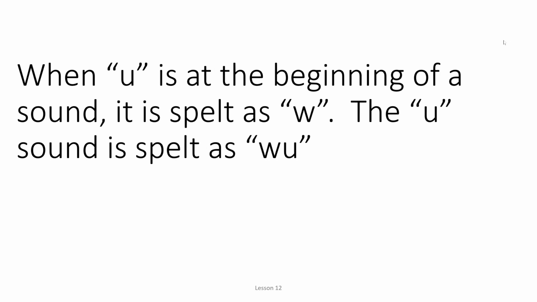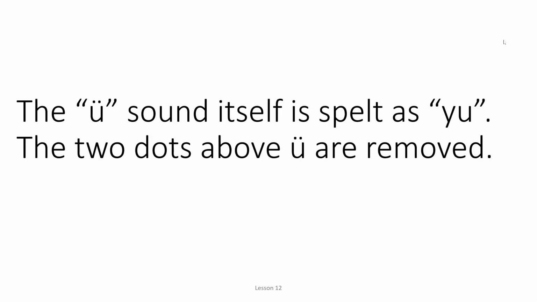When u is at the beginning of a sound, it is spelled as w, like the English letter W. The u sound itself is spelled as wu. The U sound with two dots, ü, when spelled at the beginning, is written as yu. The two dots above u are removed.